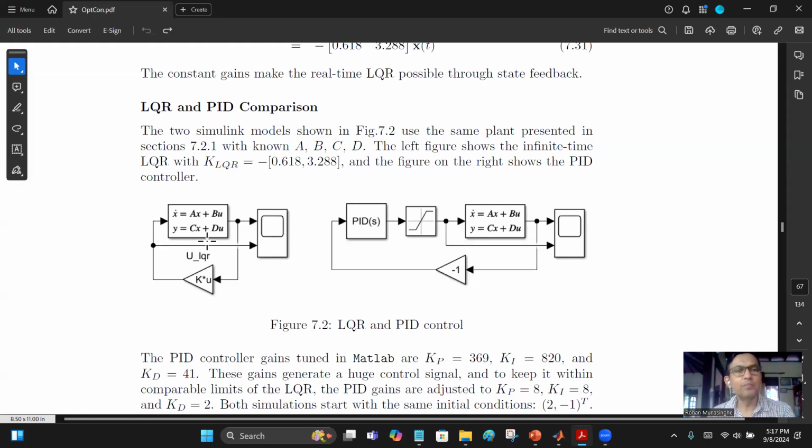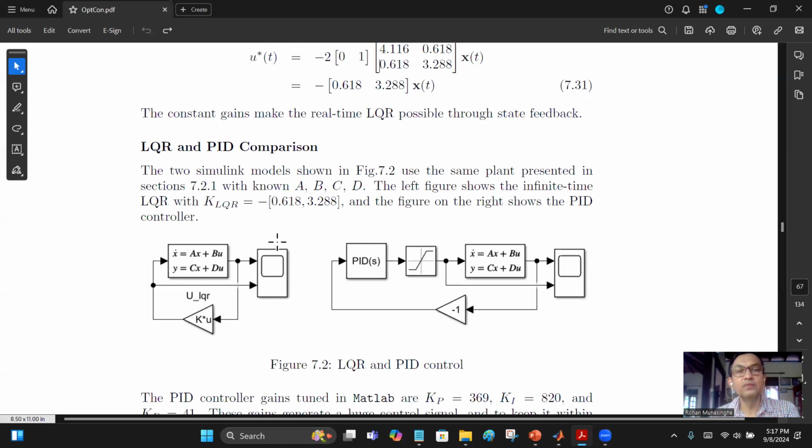So with the same plant, we get the two states, read from the state space model, and send them to the quadratic regulator, which is this one. What it does is multiply the first state variable with 0.618 and the second state variable with 3.288, add them together, change the sign, and put this as the control signal. Right? It goes on and on.